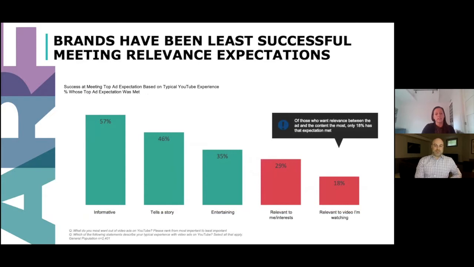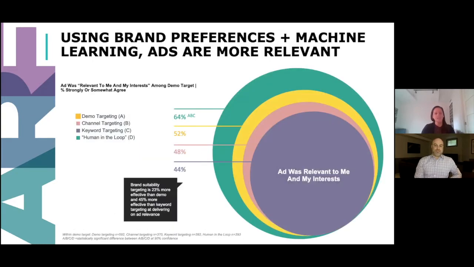However, when we looked at the success of advertisers at achieving these expectations, we asked people how successful we are and what their typical ad experience is actually like. We found that the biggest room for improvement for us as an industry is on relevance. Next, we're going to look at the results.